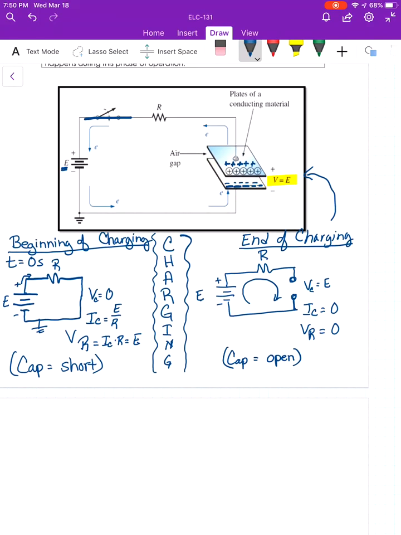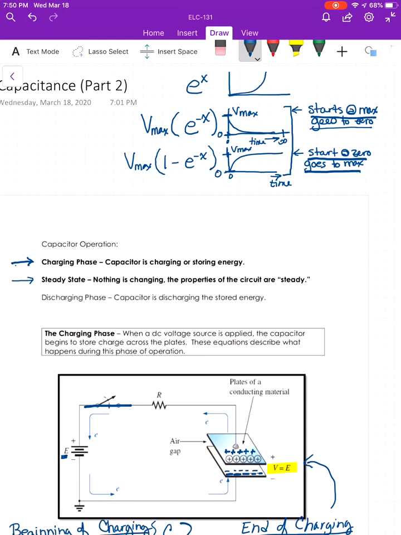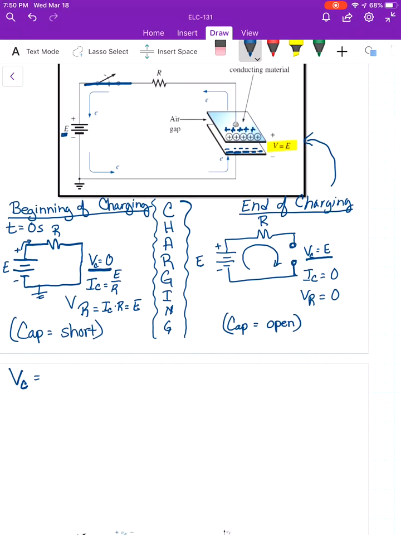Okay? Let's look at our V sub C, the voltage drop across the capacitor. At the beginning, we're starting at 0. At the end, we have charged that capacitor up to E volts. That is something that starts at 0 and goes to a maximum value, right here. So that's going to be the equation we're going to apply.